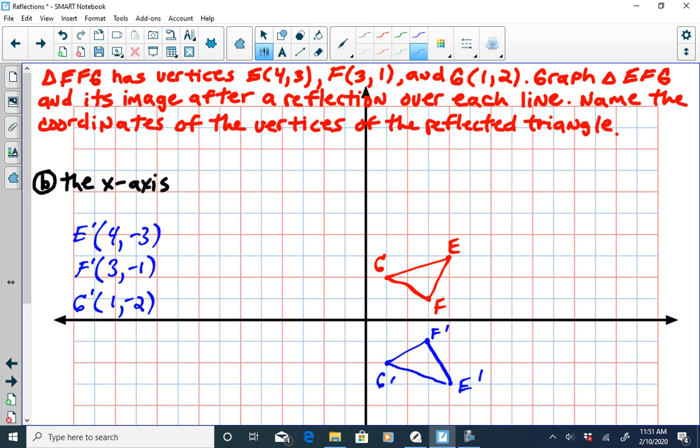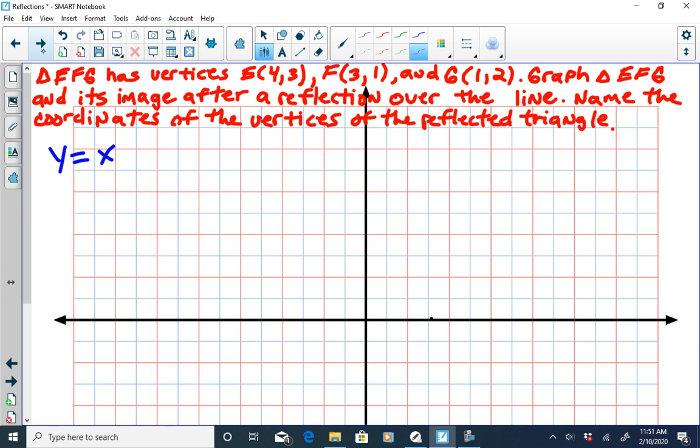Right, and we should have congruent figures, right? And they look good. And we have a nice clean reflection over the x-axis. All right, same figure, but now we want to reflect it over the line y is equal to x.